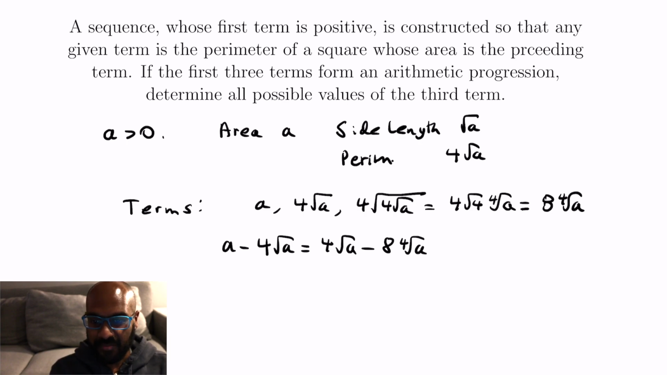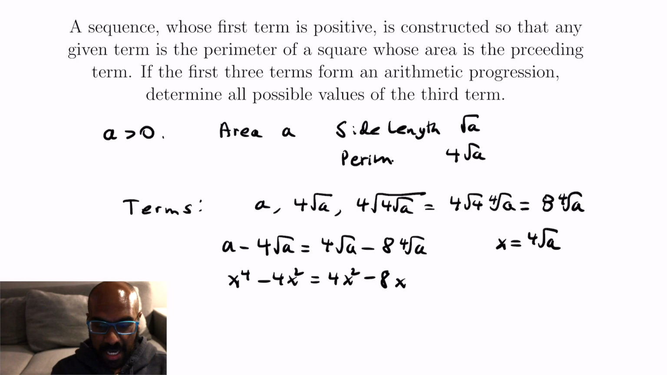If we set a variable for the fourth root of a, call it x, then a is x to the fourth, square root a is x squared, and fourth root of a is x. Now we see we have a quartic equation in x, but we have a factor of x throughout that we can eliminate. So we actually have a cubic equation in x: x cubed minus 8x plus 8 is 0.